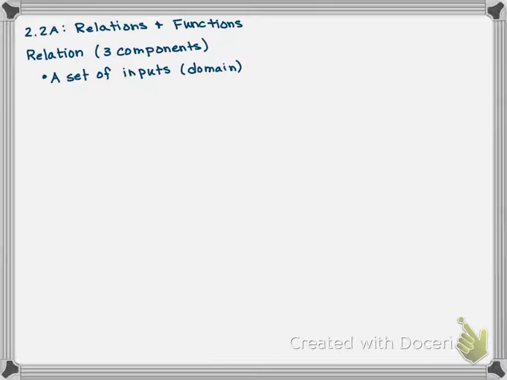The second is a set of outputs, which we call the range. And the third is a correspondence. So I have this set over here, which I'm calling inputs, and this set over here, which I'm calling outputs, and then the last component of a relation is a way to figure out which one goes with which. So if you give me a specific input, the correspondence tells me how to find the output that goes with it.